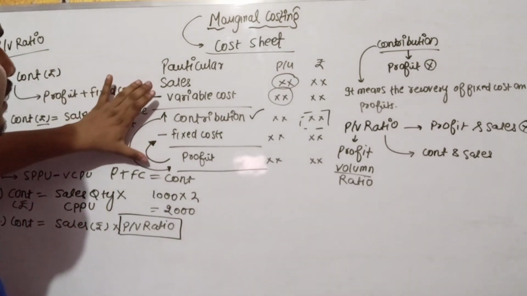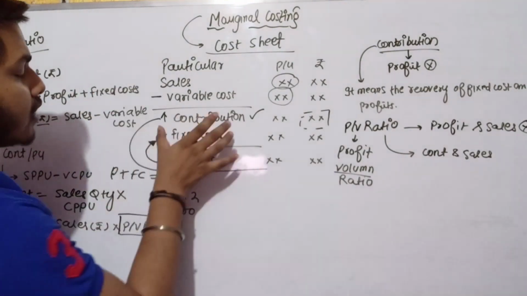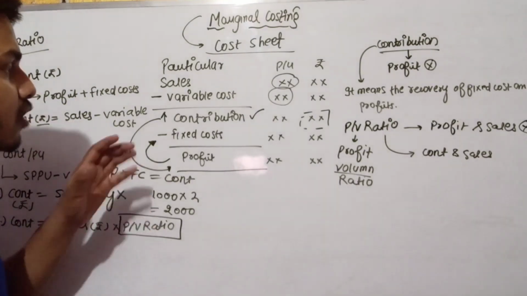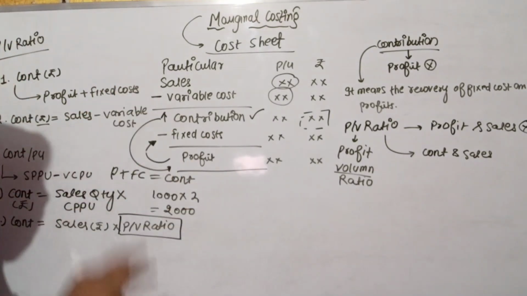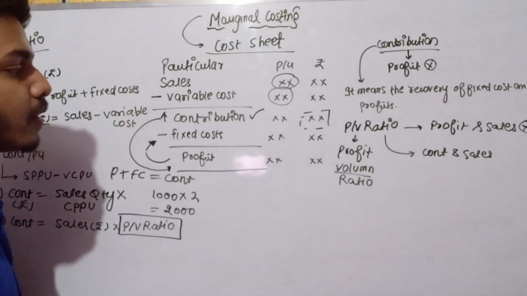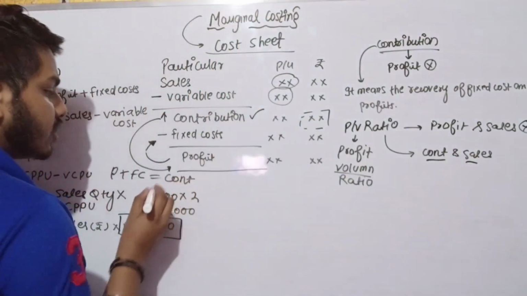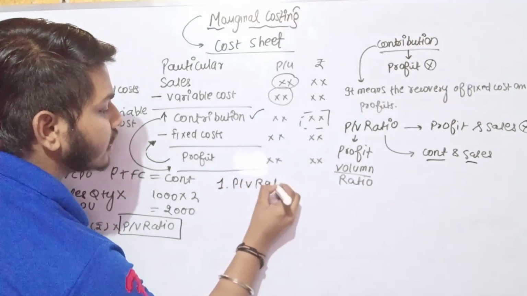We will be learning in detail in the concept of shutdown points what role contribution plays in the case of shutdown. Shutdown means whether the business has to continue or to shut down. In that decision, contribution plays a vital role and not the profit. So it shows the relationship between contribution and sales. So we have got the first formula for PV ratio here.